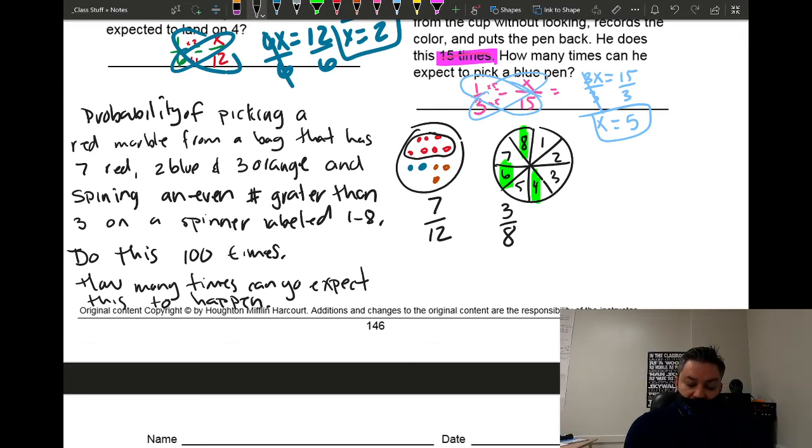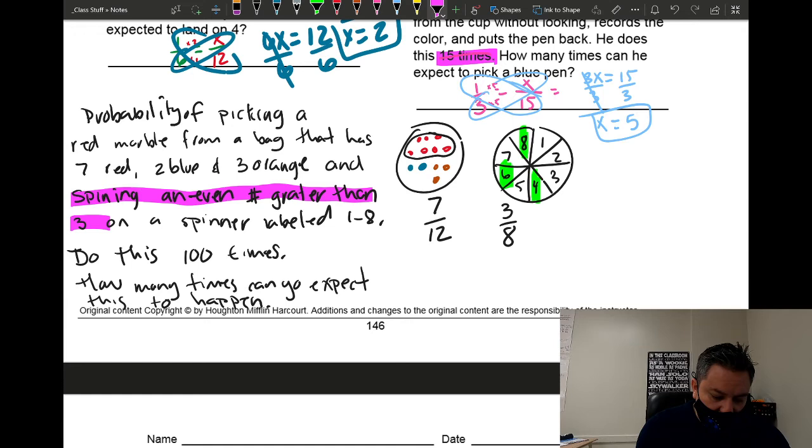So now to find the compound probability, we just gotta multiply. But is 2 an even number? Yes, it is. But is it greater than 3? No, it's not. Good question, though. Really good question. That's why we gotta, okay, look. Spinning an even number greater than 3, again, and picking a red marble right there.